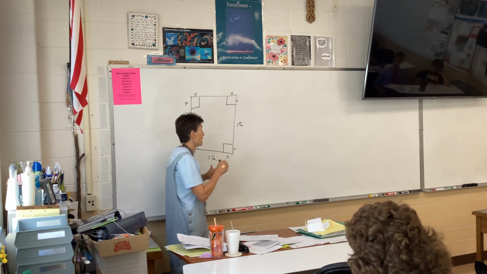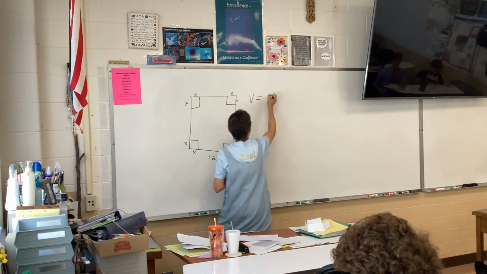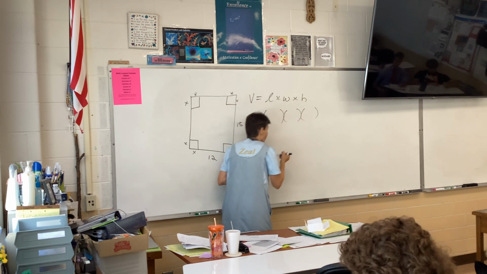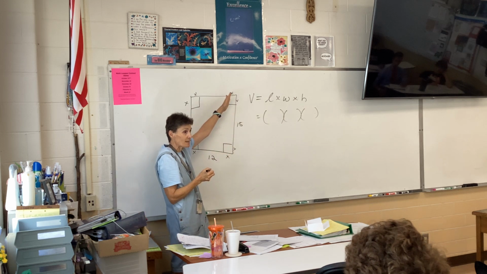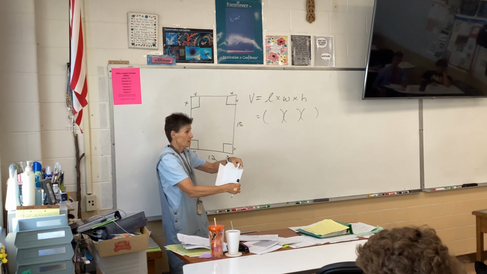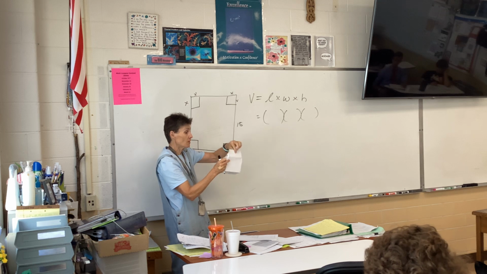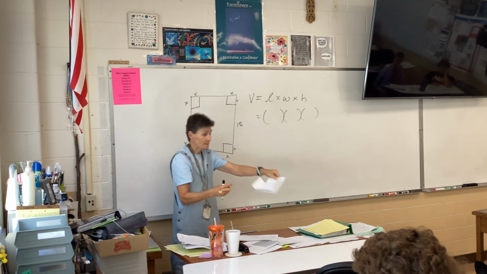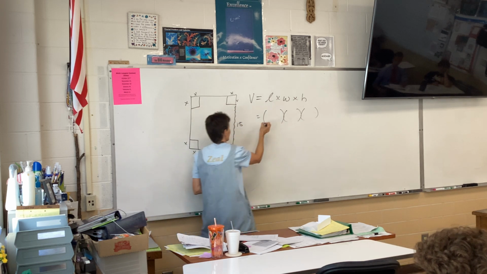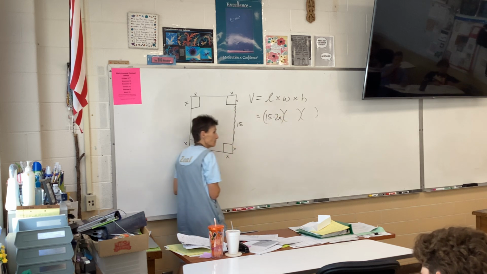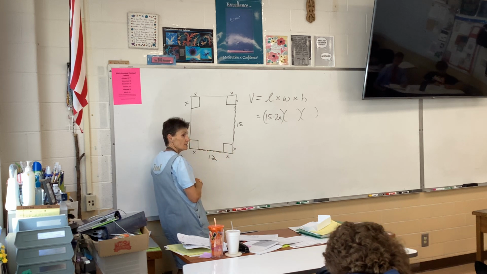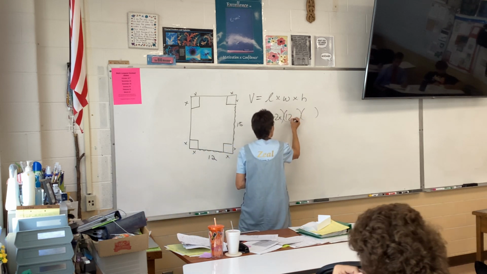Length times width times height. So volume is length times width times height. Okay. So what is our length? Now remember, in the beginning, the length of the paper was 15. But you chopped some stuff off, so now the length is not 15 anymore. What is it? 15 minus 2x. And the width used to be 12, but now it's just 12 minus 2x.